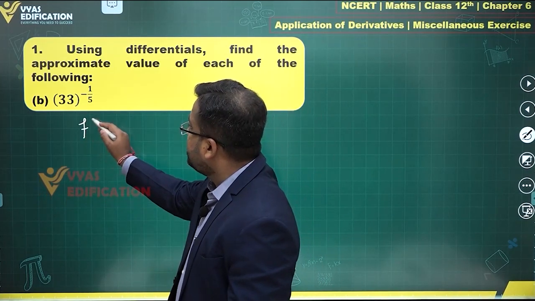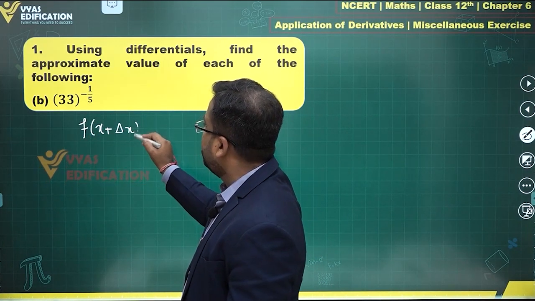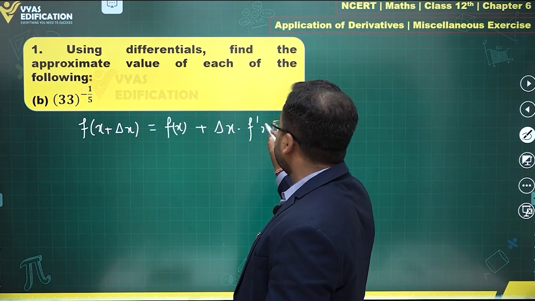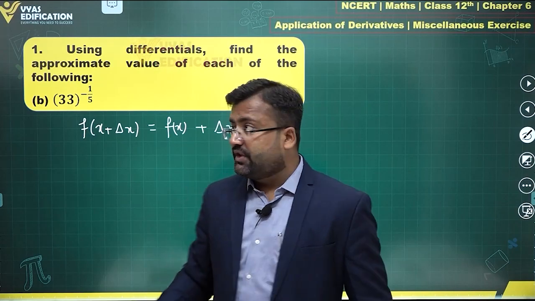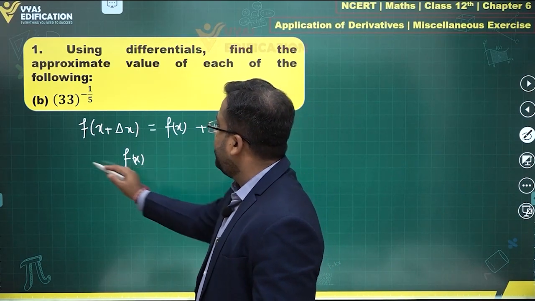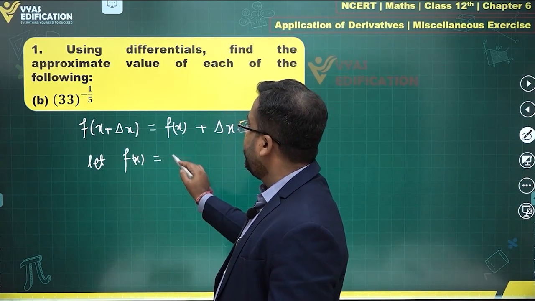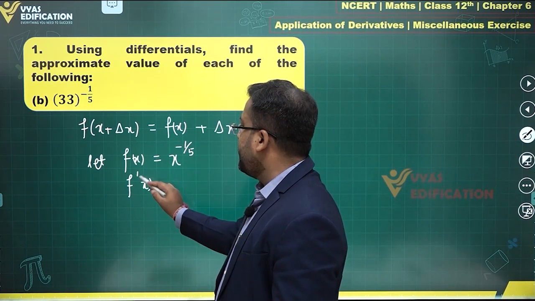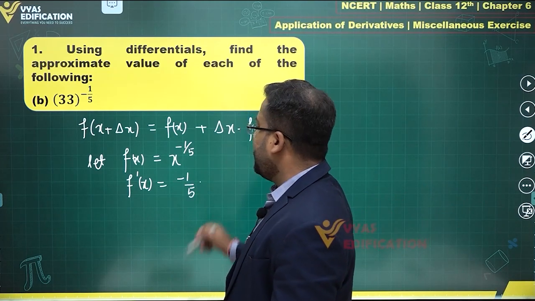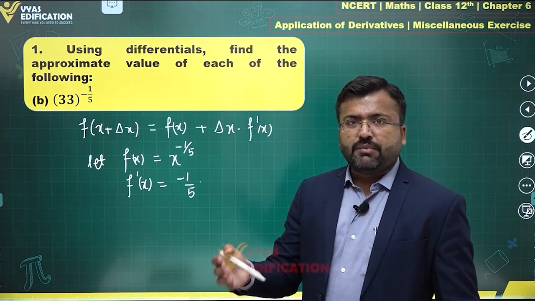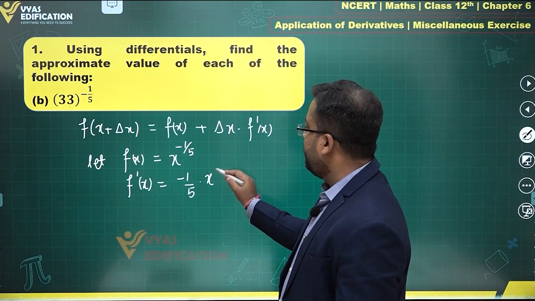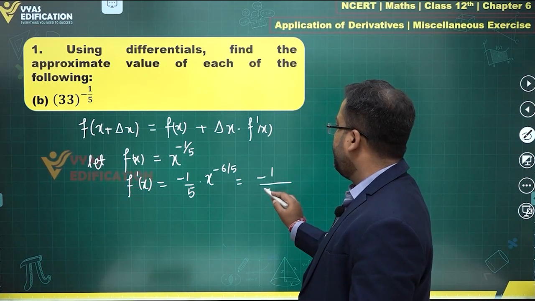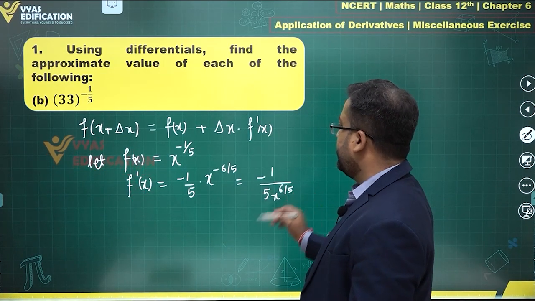Let's say f of x plus delta x is what we begin with. This is approximately equal to f of x plus delta x times f prime x. And the important thing is to identify function f of x. Let f of x be equal to x power minus 1 by 5. So this tells me that f prime x will be minus 1 by 5 times x power minus 1 by 5 minus 1, which will be minus 6 by 5. x power minus 6 by 5 is what I'll have over here. This is minus 1 upon 5 x power 6 by 5 is what you'll get, right?